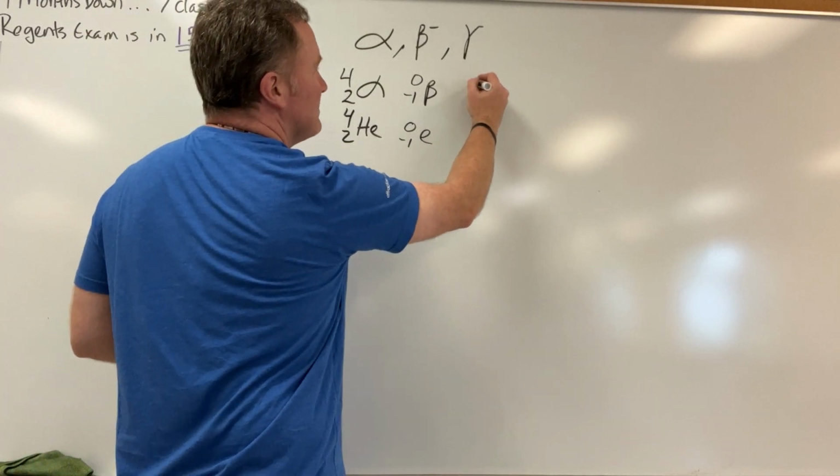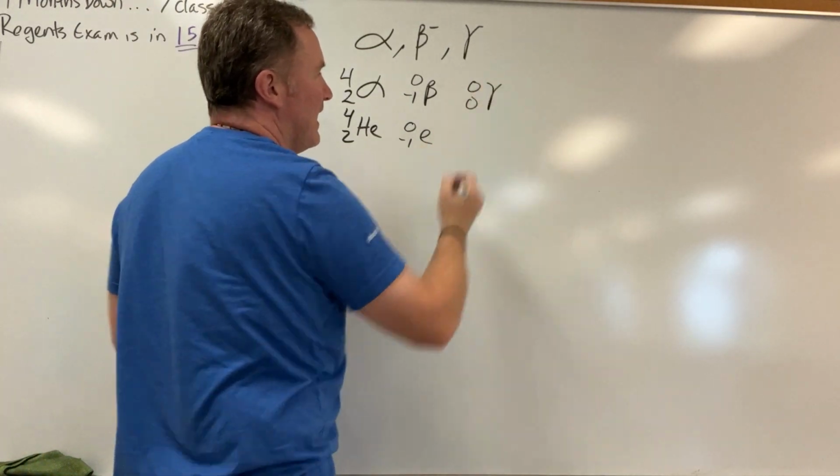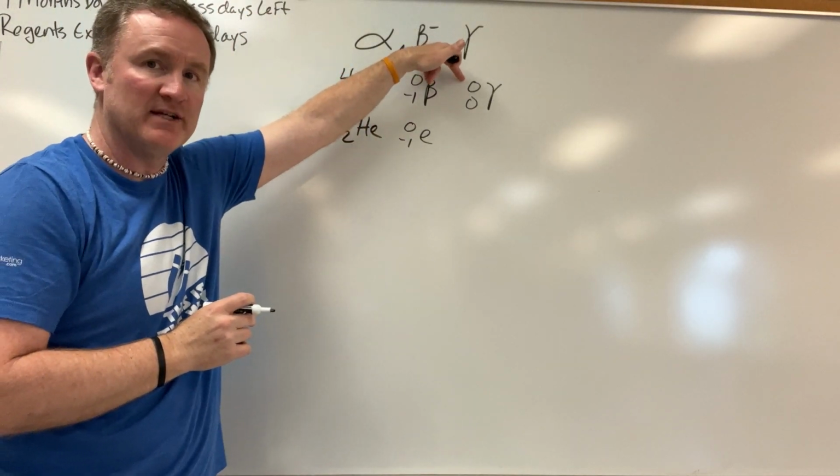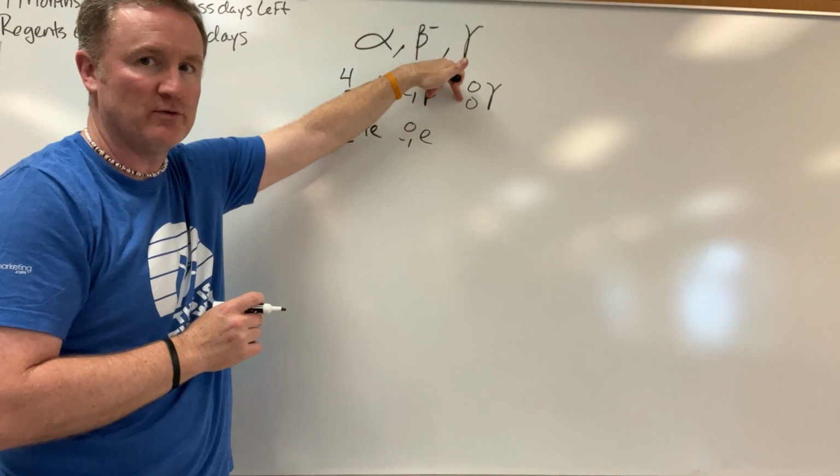With the gamma, it's going to be 0/0 with that kind of Y-looking shape. And so gamma is not a particle, but it is an energy. It has no mass and it has no charge.